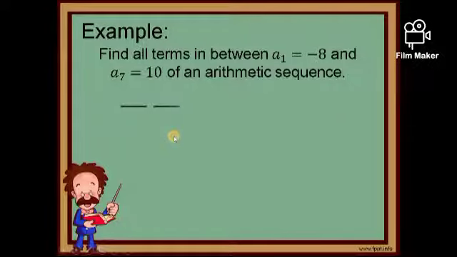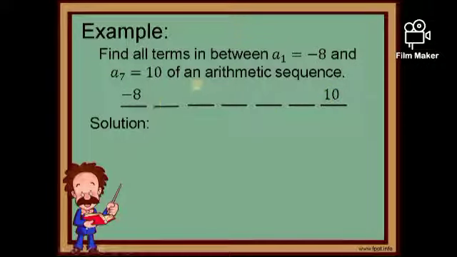Now, since we're dealing with 7 terms, we need to have 7 spaces. So make sure this is 7. 1, 2, 3, 4, 5, 6, and 7. This is the first term, so this is -8. And this is the seventh term, so this is 10.